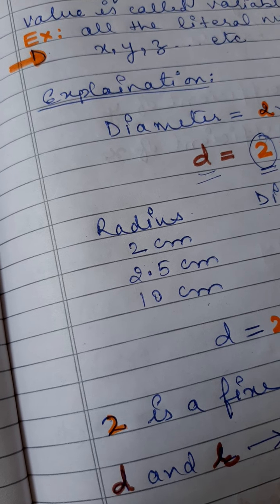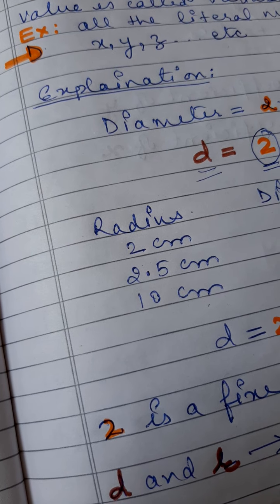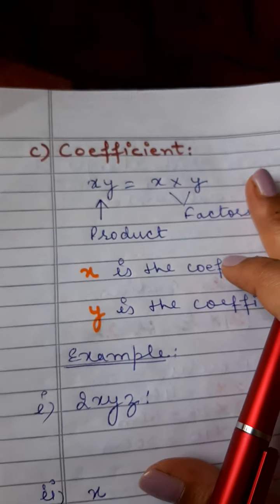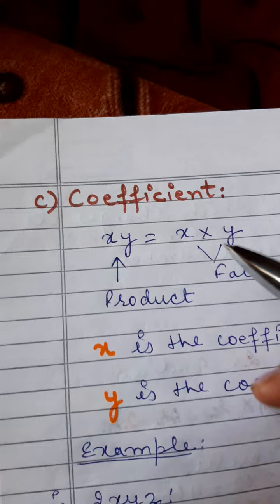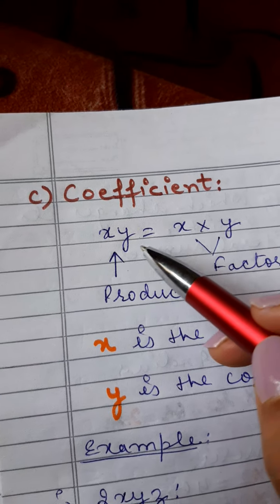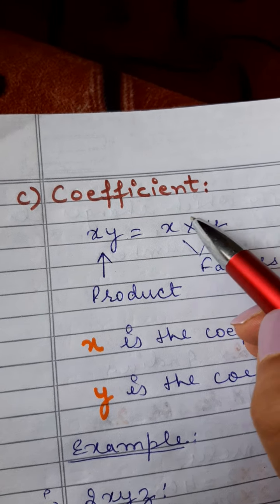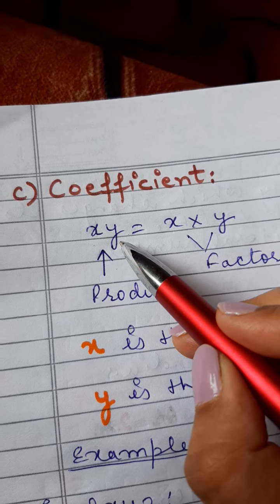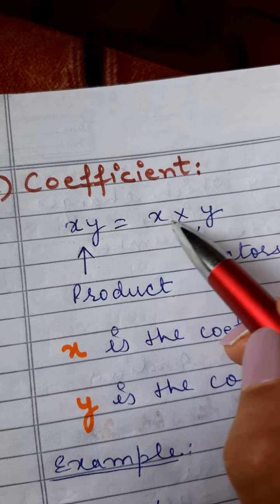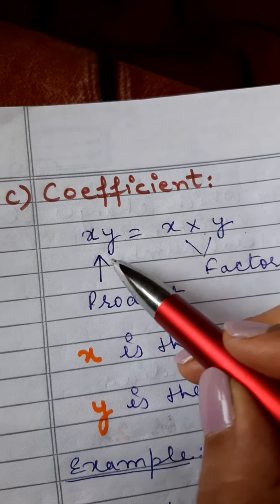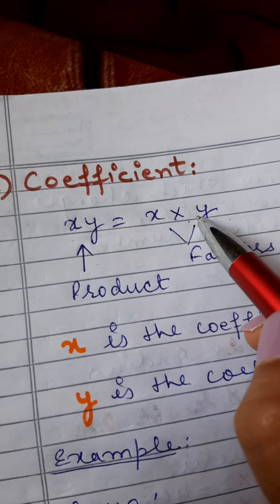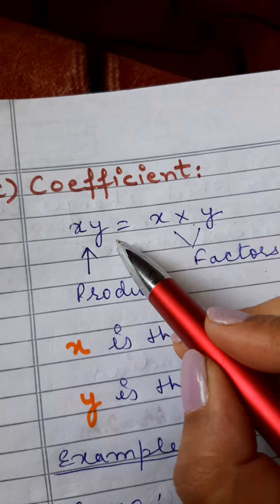You know, it will change as per the size of the circle. Now coming on to the worksheet, third part, that is coefficient. What is coefficient? This is also a new term for you. If I am writing xy, that means I have to write x multiplied by y. Here x and y are the factors and this is the product. The product of x and y is xy, right?